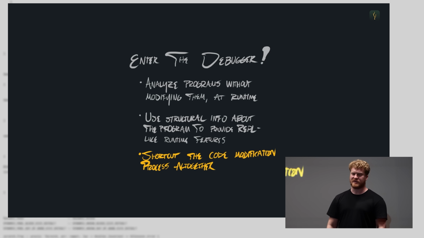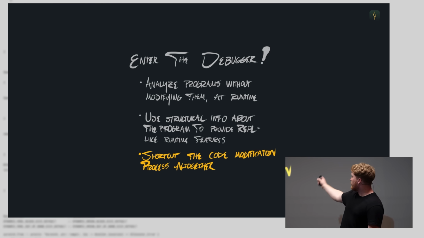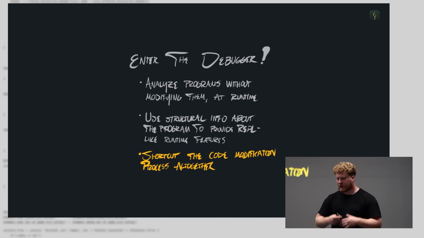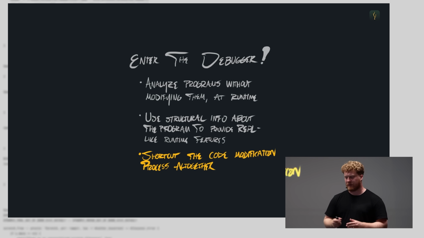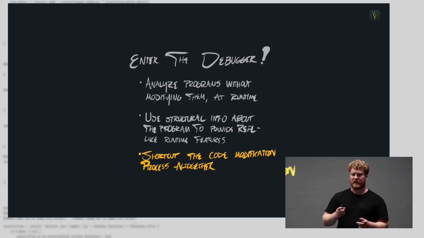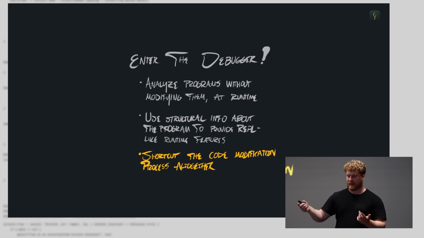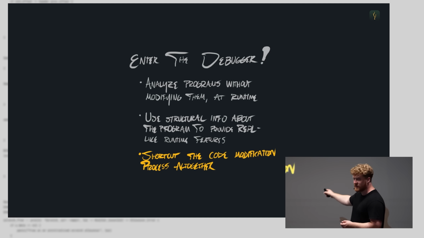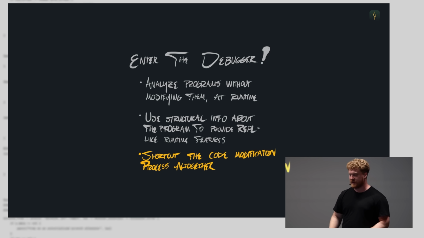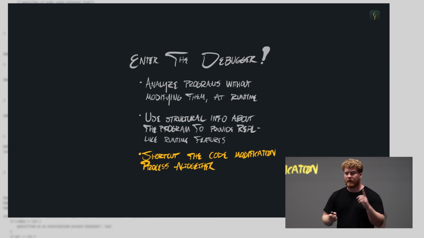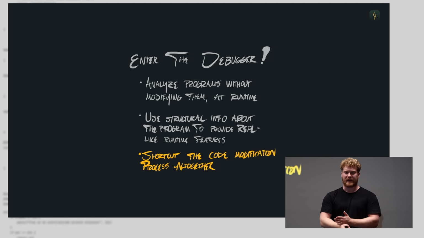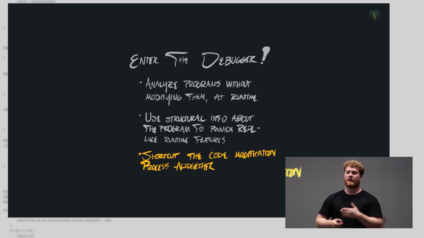a debugger allows us to analyze a program at runtime without modifying it. You can use structural information about the program stored in debug info to get read-eval-print loop style features at the limit. And therefore, you shortcut the code modification process altogether. You completely avoid the tool chain. Importantly, a debugger allows us to avoid that second problem of modification time: how long does it take for me to get some new information out of the system?